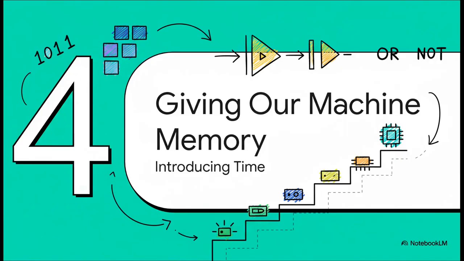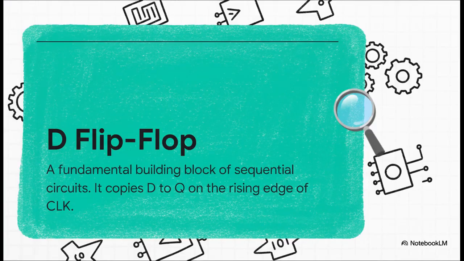All right, everything we've built so far is what's called combinational logic. The output depends only on the inputs at that exact moment. They have no memory, no sense of the past. To build a real computer, we have to introduce the element of time. Our machine needs a way to store information. It needs memory. And this little guy is the key.